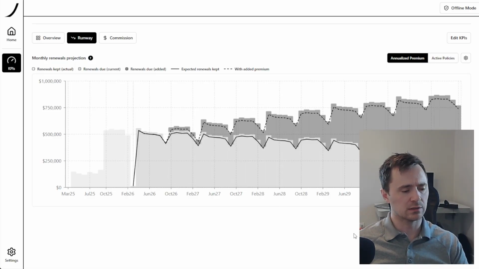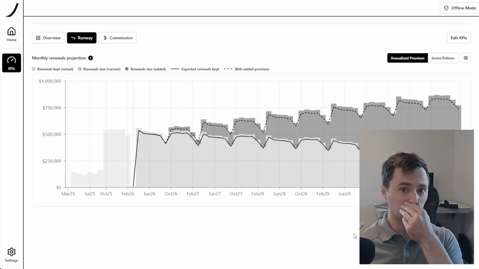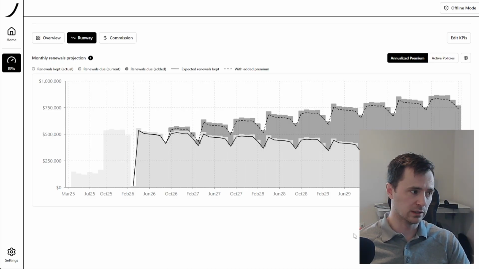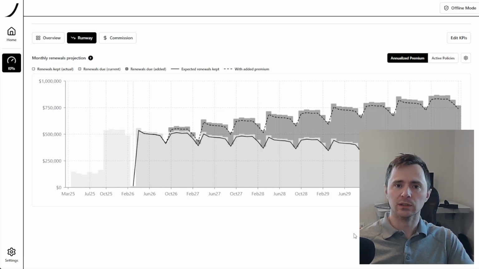And you can see this light gray showing the gradual decay of the book if you weren't to do anything. If you were to just wait for policies to renew, you wouldn't try to do anything to affect the attrition rate, and you just let your book run.